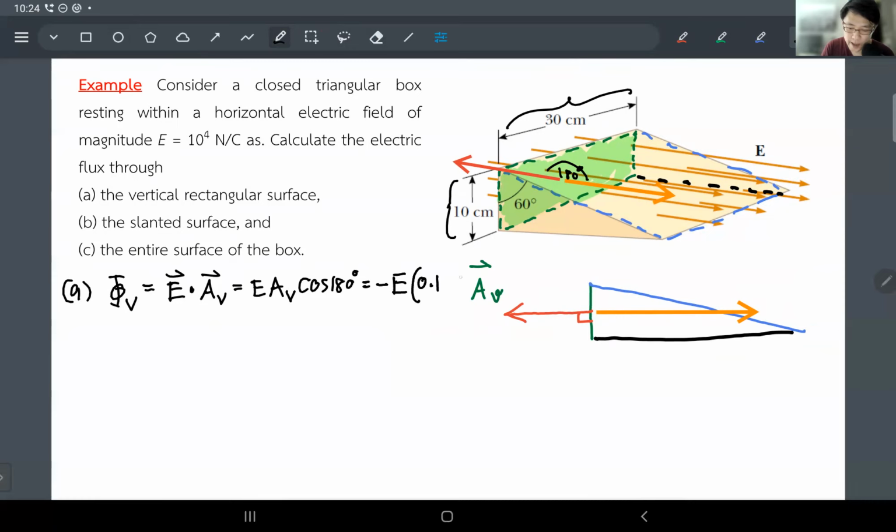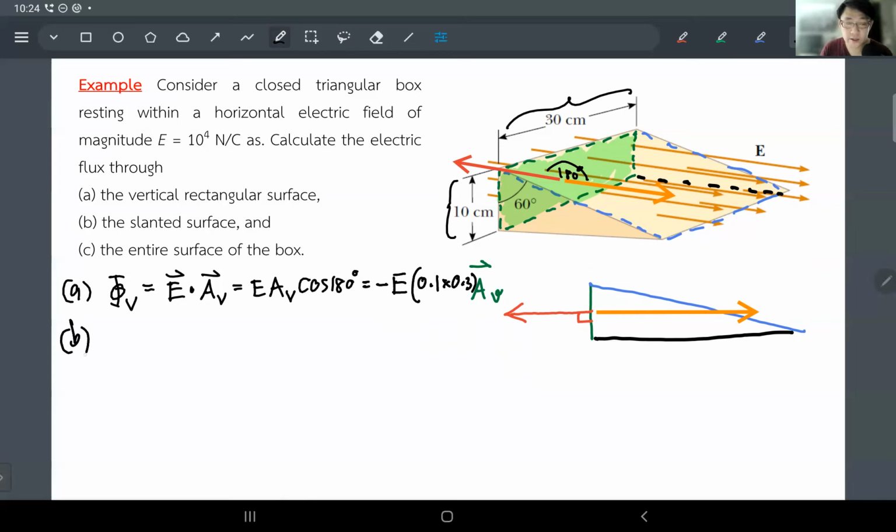I can put 0.1 there times the width 0.3. Done. That's it. You can substitute E to be 10 to the fourth. No problem. But that's what it is. That's the flux through your vertical surface. Cool. Now you start to see how things go.